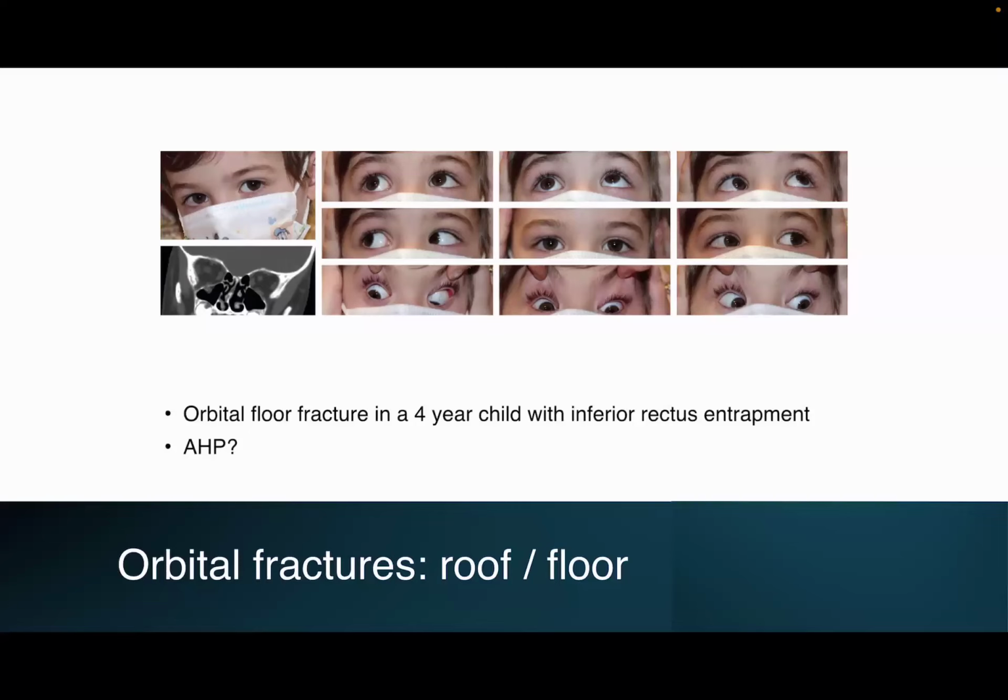As in this picture showing a 4-year-old child with inferior rectus entrapment, clinically you see the child has limitation of the right inferior rectus, limitation of up and down gaze on the right side. So there's entrapment of the right inferior rectus, and it's very clear in the CT scan. Why is orbital floor fracture with entrapment an acute emergency in children?